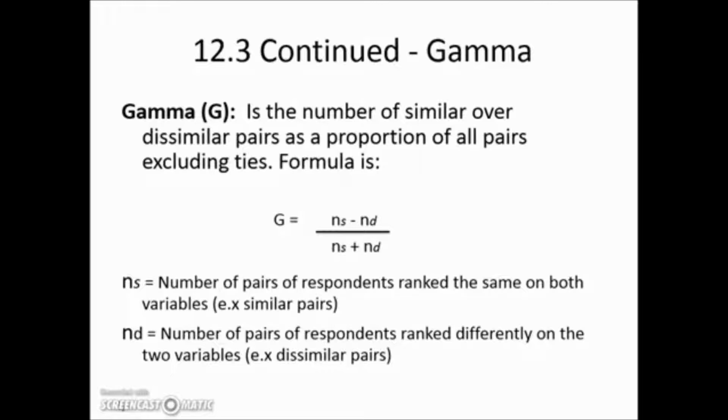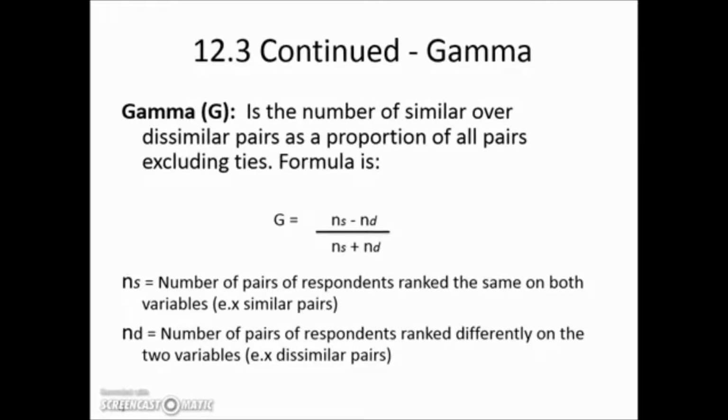Gamma is the number of similar over dissimilar pairs as a proportion of all pairs excluding ties. The formula for gamma is as follows: G equals Ns minus Nd divided by Ns plus Nd, where Ns equals the number of pairs of respondents ranked the same on both variables, and Nd equals the number of pairs of respondents ranked differently on the two variables. Gamma ranges from -1 for a negative relationship to +1 for a positive relationship, with a value of 0 indicating no relationship.